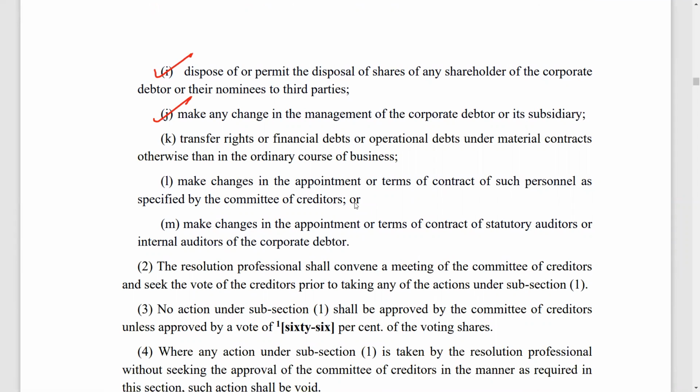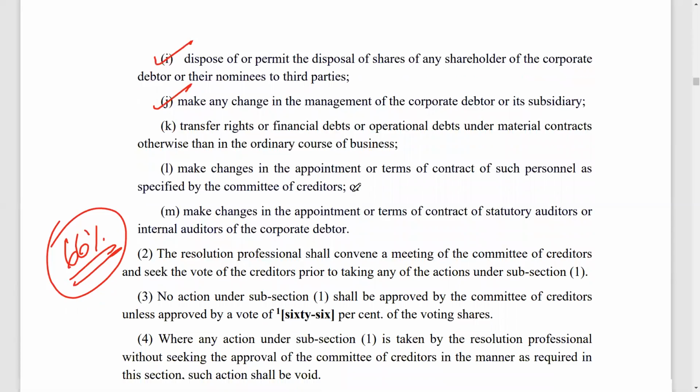All these changes, if he is going to make, such a decision has to be taken by the committee of creditors, and the voting share required would be 66%. If the 66% voting share is not obtained, or if such decisions are taken by the resolution professional without the approval of the committee of creditors, in that case such a decision would be void.